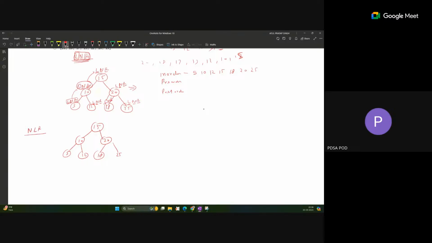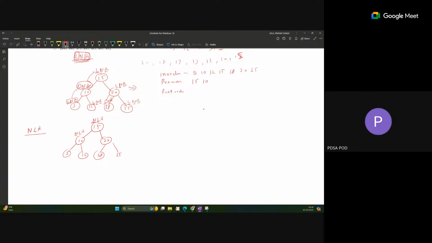This is the only change. That print step will come first, then the left recursive call, then the right recursive call. So this we will apply recursively. So N, L, R. N is the print statement, so 15 will print first. Then the left recursive call. Okay, so jump to the left child. N, L, R. So now this is the first step.